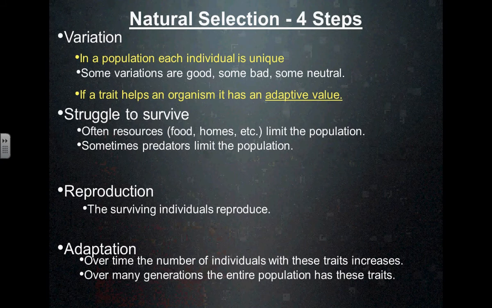The next important step is that in nature, there is always a struggle for survival. There's a struggle for survival because usually there's not enough food, not enough water or homes or living space for every single individual to survive. For example, one female salmon can release hundreds of thousands of eggs at one spawn.